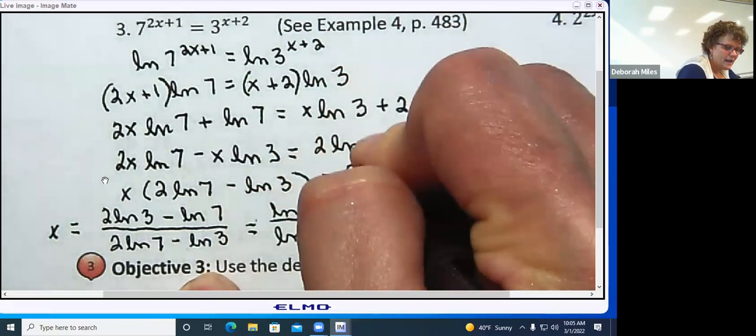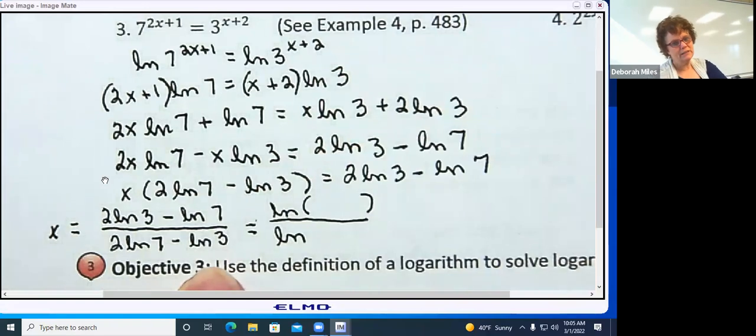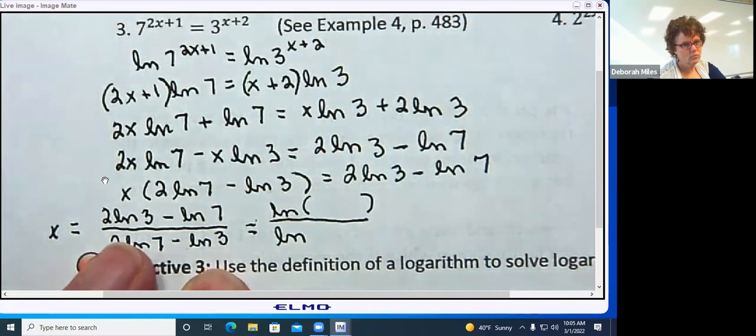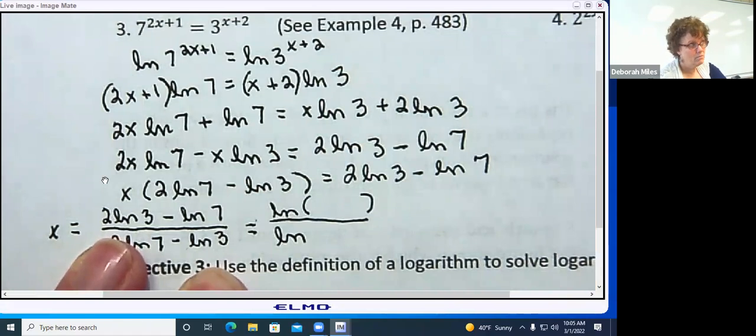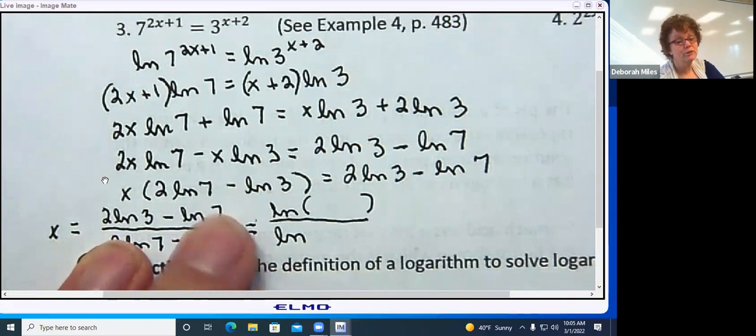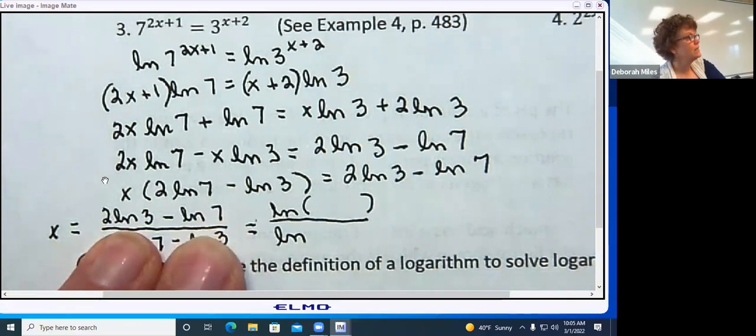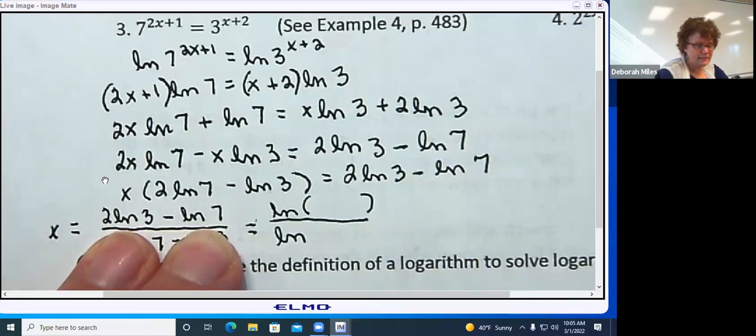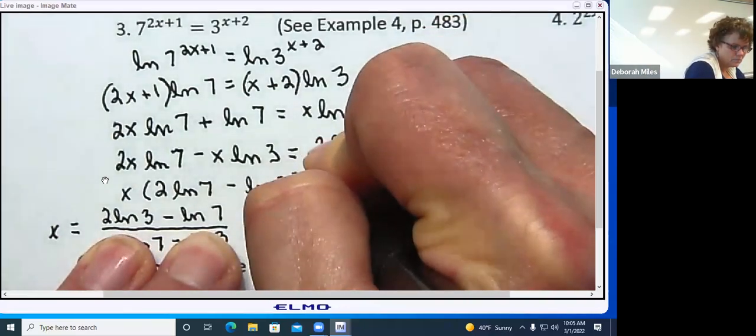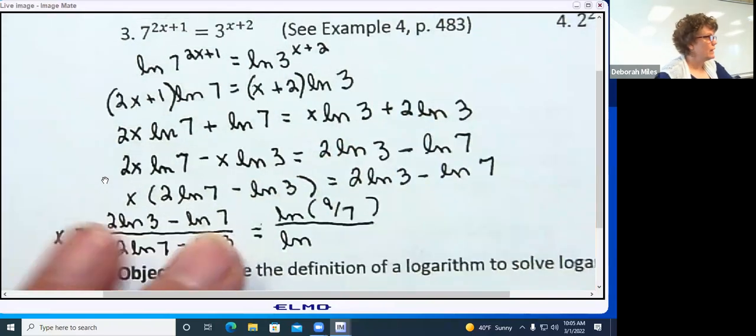Tell me what I would have if I wrote the numerator as a single log. Natural log of... not, you don't put the difference of two logs back together as a difference. You put the difference of two logs back together as a quotient. So it wouldn't be 9 minus 7, it would be 9 over 7. Is that okay, Dominic?